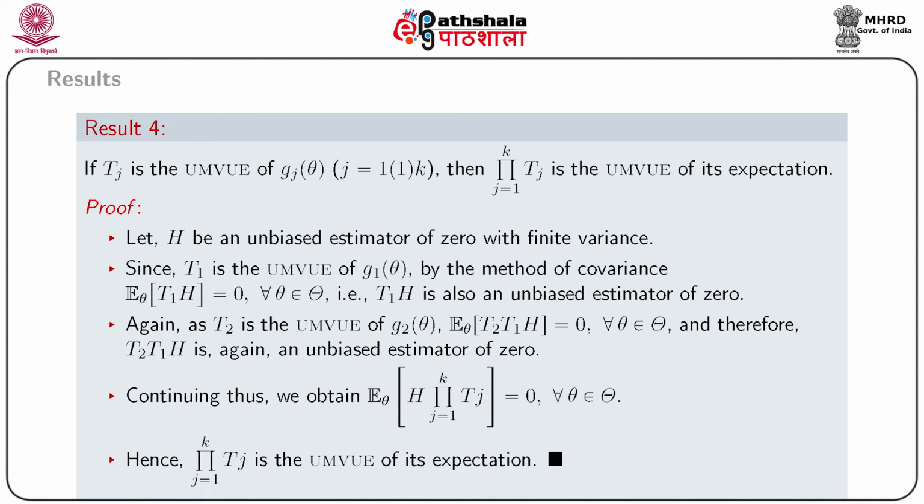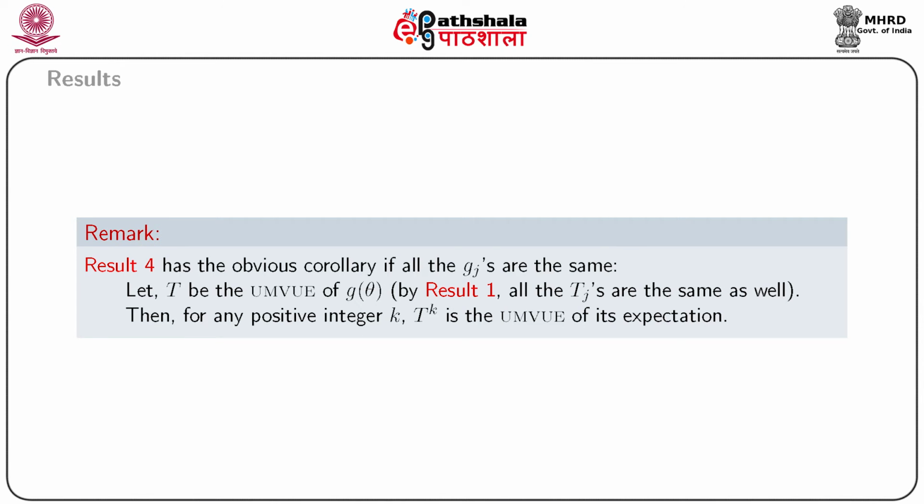Hence, product over i from 1 to k of T_i is uncorrelated with every unbiased estimator of 0, and hence product over i from 1 to k of T_i is the UMVUE of its expectation. Note that if T is the UMVUE of g theta, then by the above result, T to the power k is the UMVUE of its expectation, where k is any positive integer.